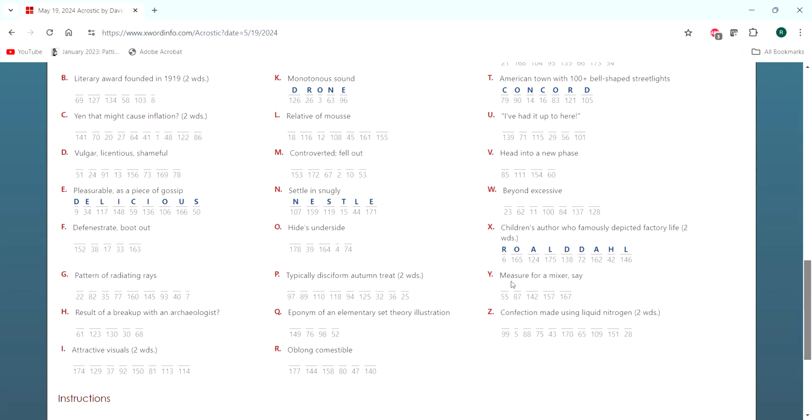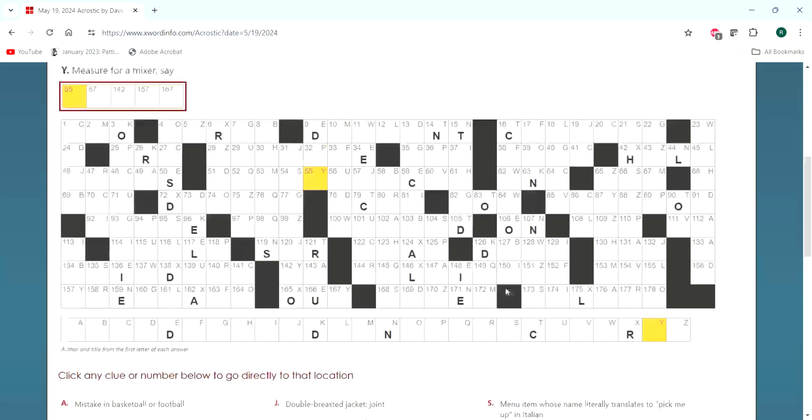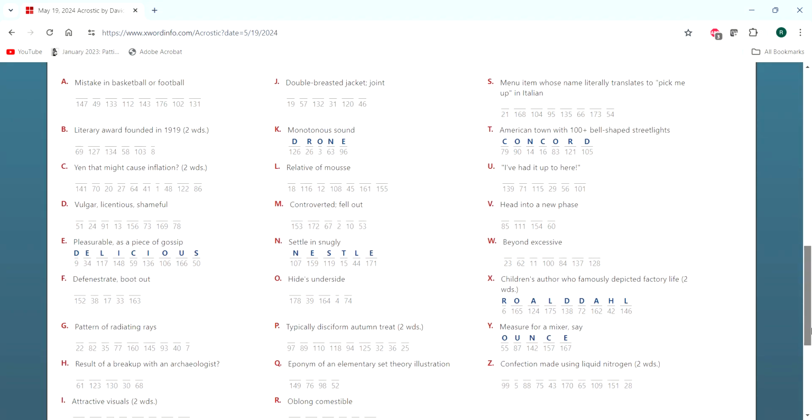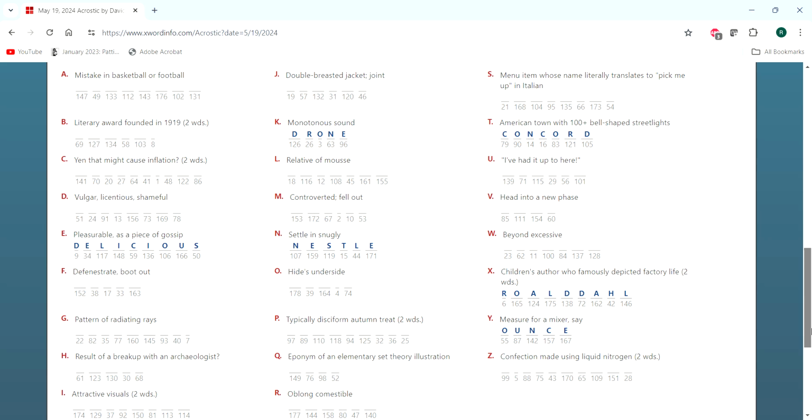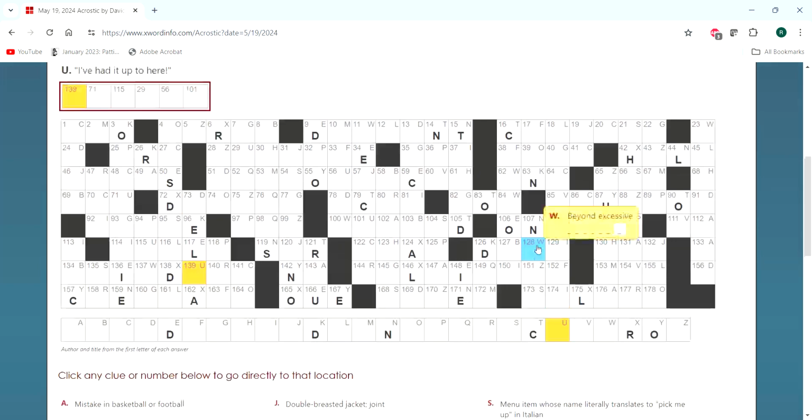Measure for a mixer. Ounce, maybe? Let's just put that one in there and see what happens. Could be wrong. I've had it up to here. Sounds like you might say enough.